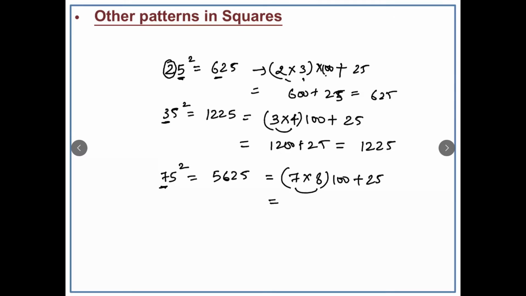Okay, so we have 5 into 8 is 56, 56 into 100 is 5600 plus 25. So the result is 5625, and so on. You can find the square of any number having 5 at the ones place. This method is applicable only when we have 5 at the ones place. So this is another interesting pattern of a square number.